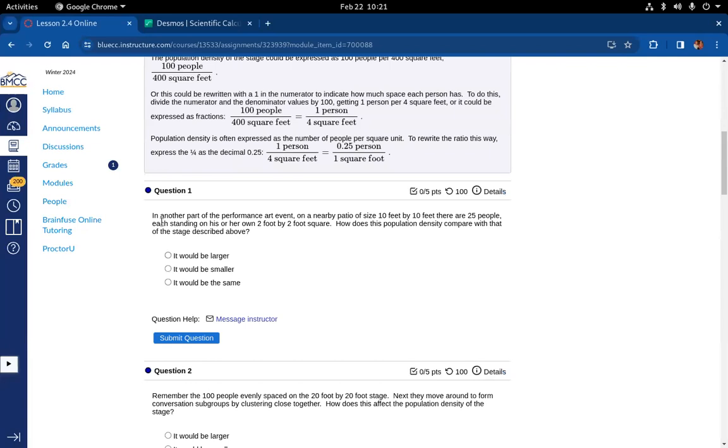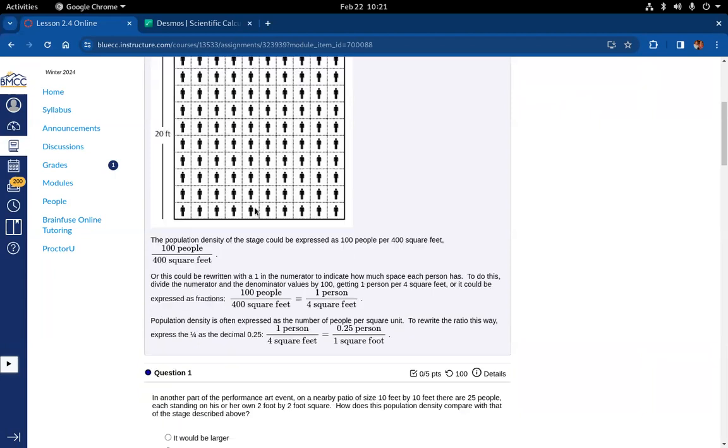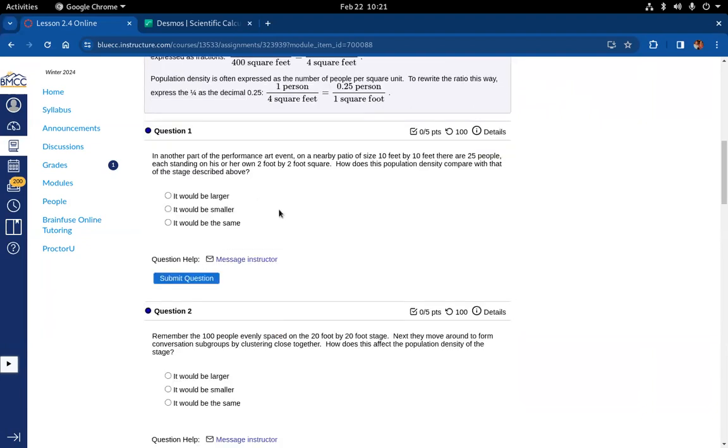So now we're just going to imagine that there's a nearby patio that's 10 feet by 10 feet, and there's 25 people there. How does this population density compare with that of the stage? Is a 10-foot by 10-foot area with 25 people in it more or less dense in terms of how much elbow room the people have than this situation here? So I'm going to let you think about that one and pick an answer here. And it might help to draw it out.